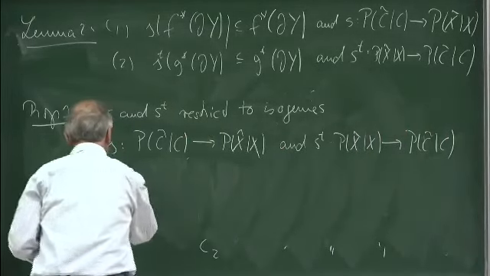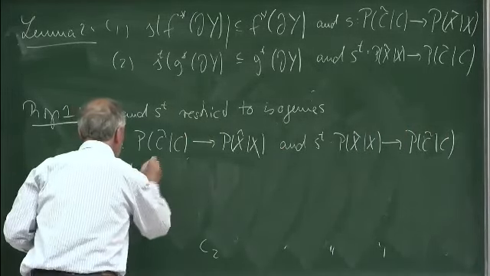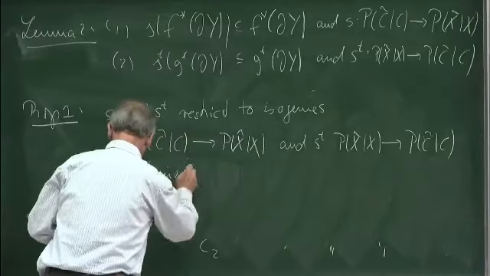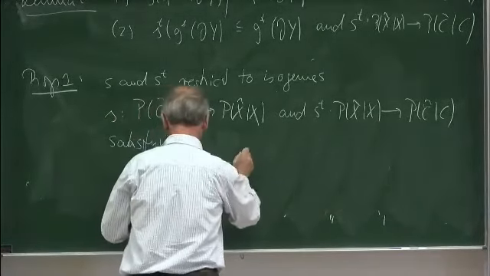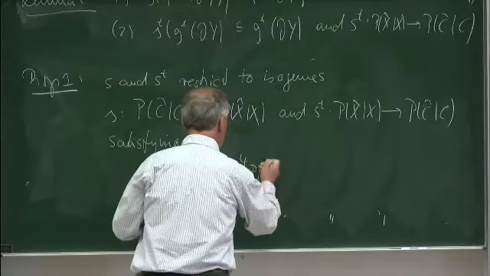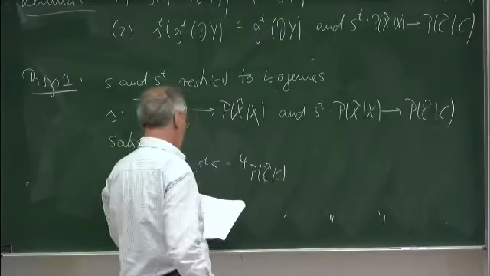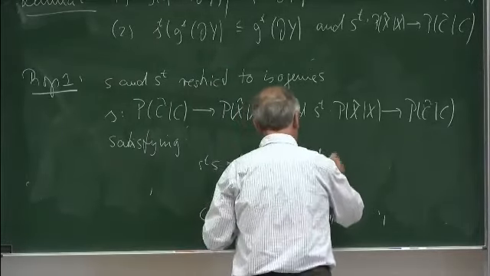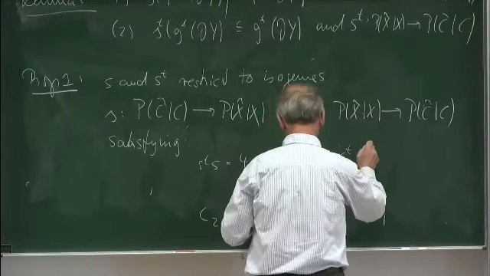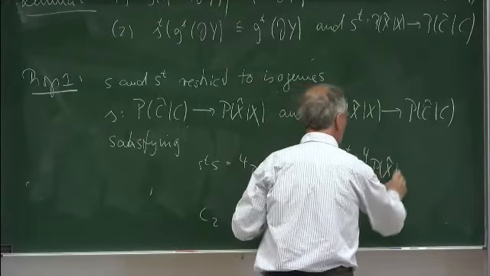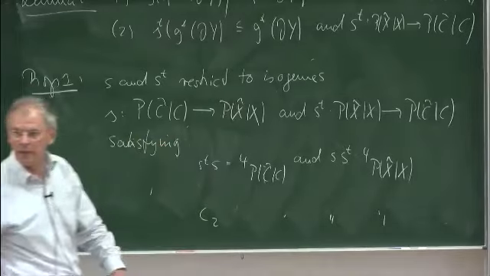And satisfying that the product is 4 times the identity. S transpose S is equal to 4 times the identity on P of C tilde over C, and S S transposed is equal to 4 times the multiplication by 4 on the other prim variety.